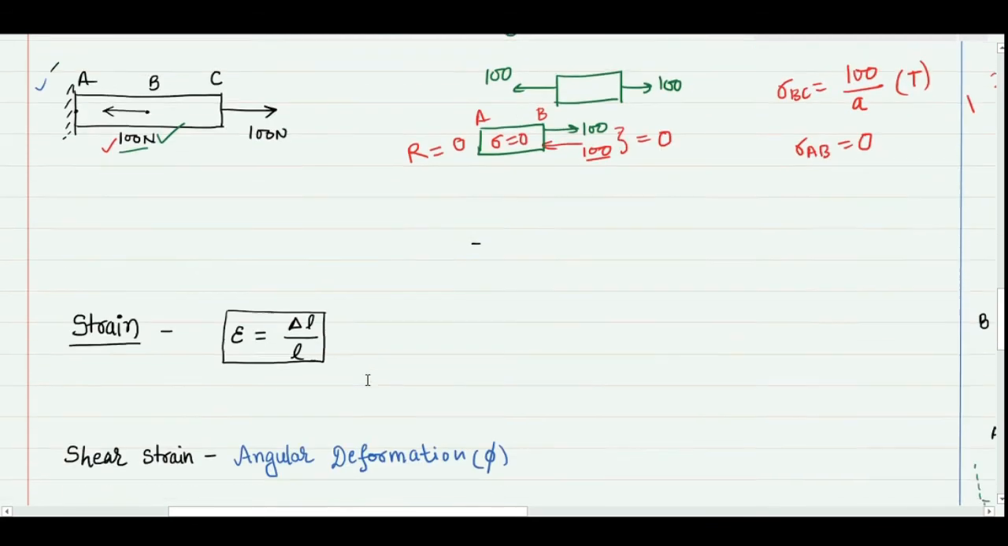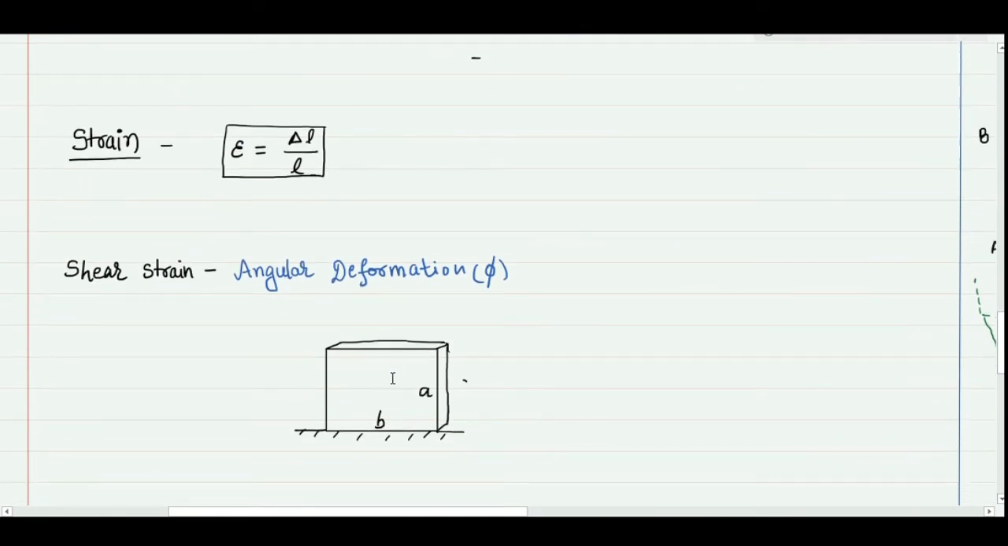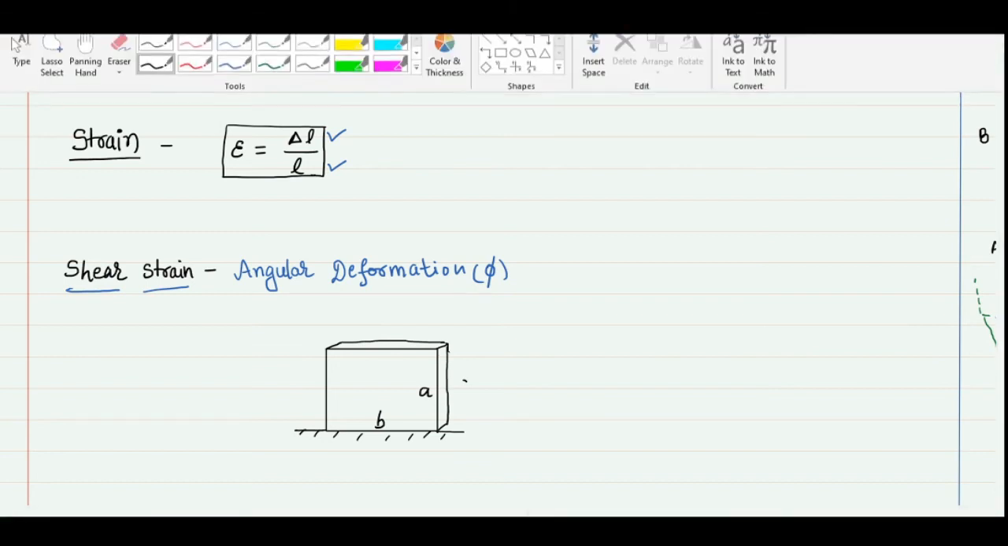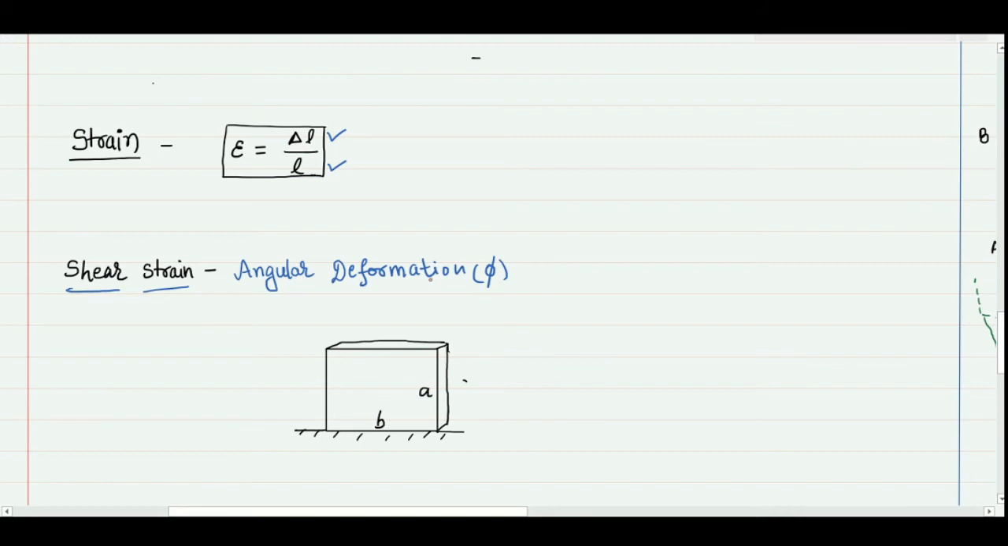forces. Now let's see the concept of shear strain. In case of normal strain, the strain is defined by the change in length by the original length, and this quantity is unitless. When we talk about the shear strain, the concept is a little different from the normal strain. And how do we define that? The shear strain is your angular deformation. An angle defines the shear strain, and how can we visualize it?